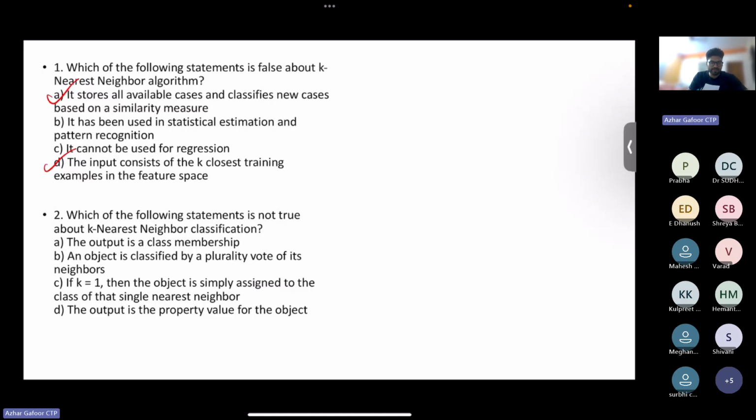So the answer is actually C. B is also correct. Even though KNN is used mainly for classification, it can be used for regression also. I mentioned it in the beginning of the class itself.